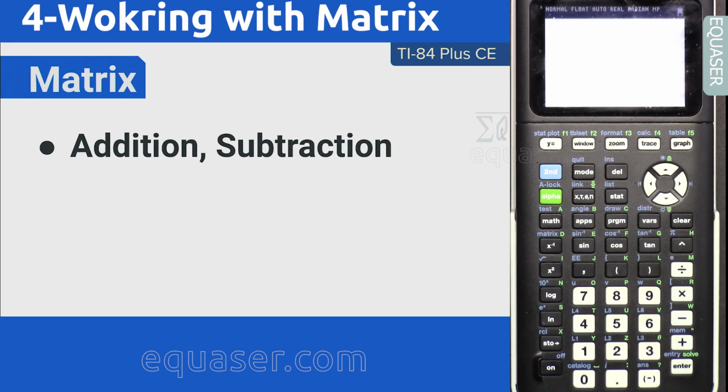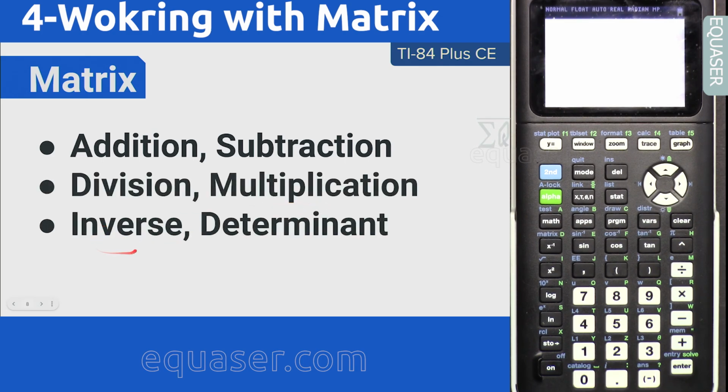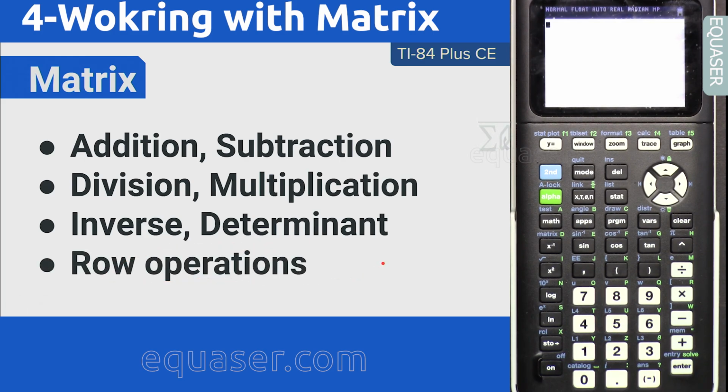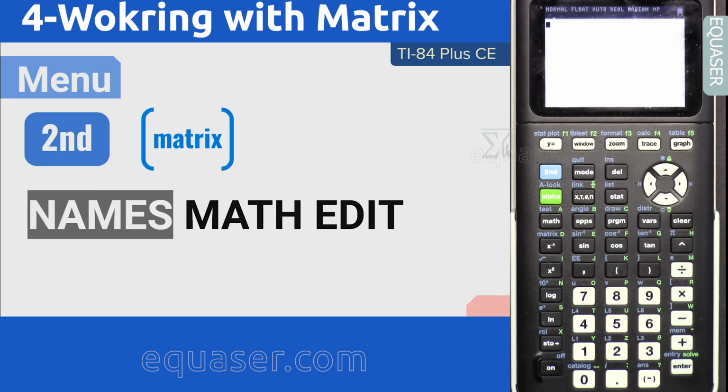Now, when we work with matrices, this calculator can do addition and subtraction of matrices, division and multiplication of matrices, and we can find the inverse and determinant of a matrix. And then we can do row operations such as row echelon form or reduced row echelon form. We can define 10 matrices named A to J.